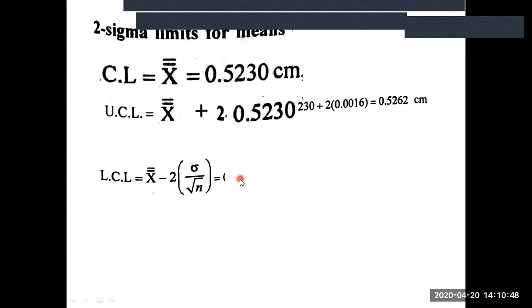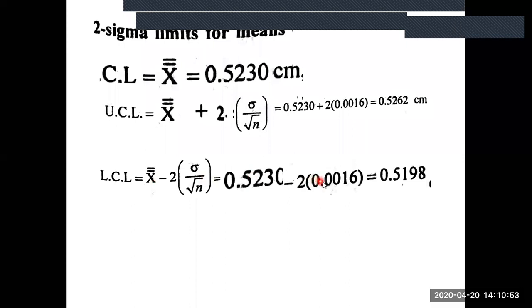So what happens? X double bar is 0.5230 minus 2 into sigma by root n. Already we did 0.0016, therefore 0.5198. So we did the 2 sigma limits and 3 sigma limits. That is about the second model of the mean chart.